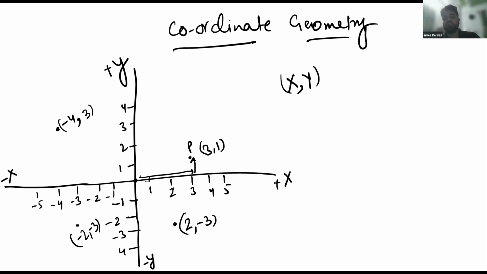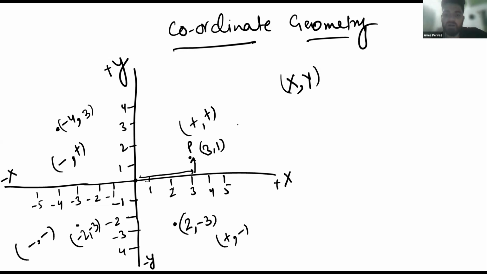So you notice here that both the coordinates are positive. You notice here that the first coordinate, x, is negative and then y is positive. Here both are negative, and here x is positive and then y is negative. Got it? This quadrant is called the first quadrant. This quadrant is called the second quadrant. This quadrant is called the third quadrant, and this quadrant is called the fourth quadrant. Please make it in your copy along with the points.